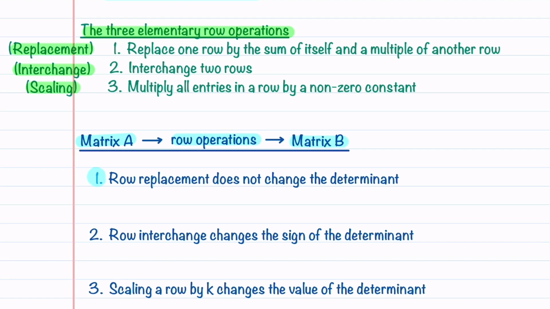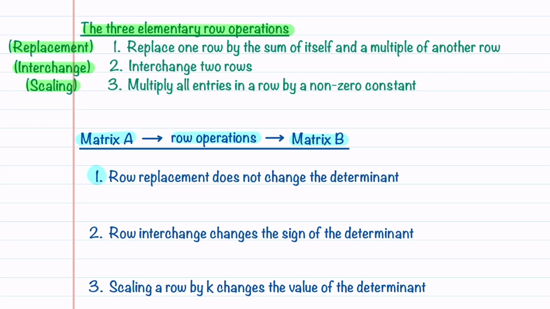If we use row replacement, the value of the determinant doesn't change. We say that the determinant of the matrix that we end up with is then just equal to the determinant of the matrix that we start with. Now let's look at row interchange. Row interchange changes the sign of the determinant. If we interchange a row when we reduce matrix A to matrix B, the determinant of matrix B is going to be -1 times the determinant of matrix A.